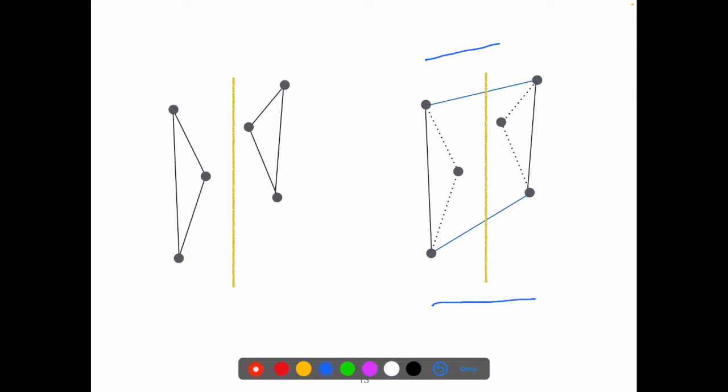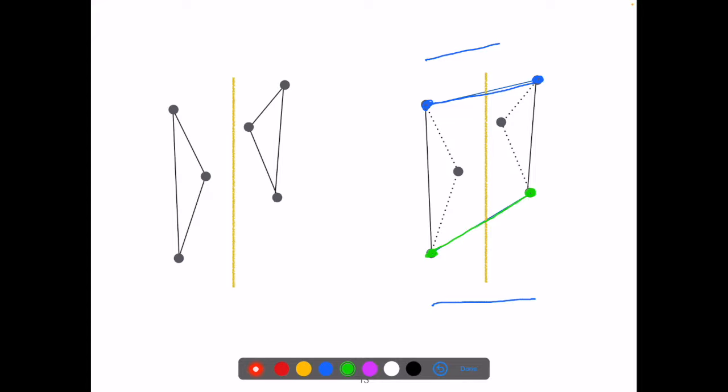We can identify the 2 top points from both sides. That'll be these 2, and then just connect them. Similarly, we can identify the bottom points from both sides and then connect them. So this will help us to merge those 2 convex hulls into 1 bigger one.